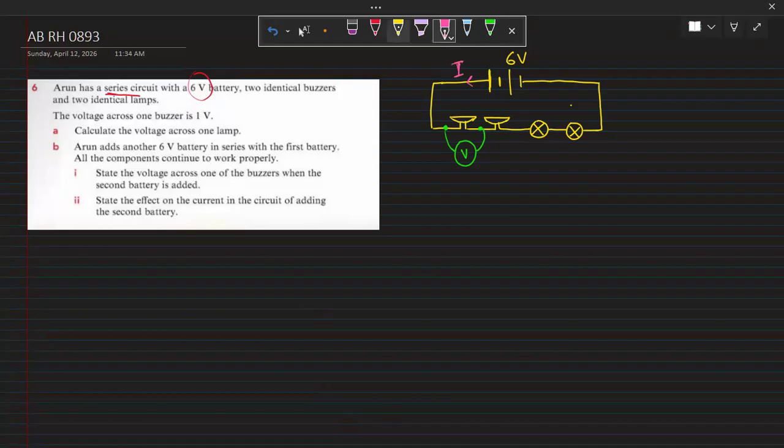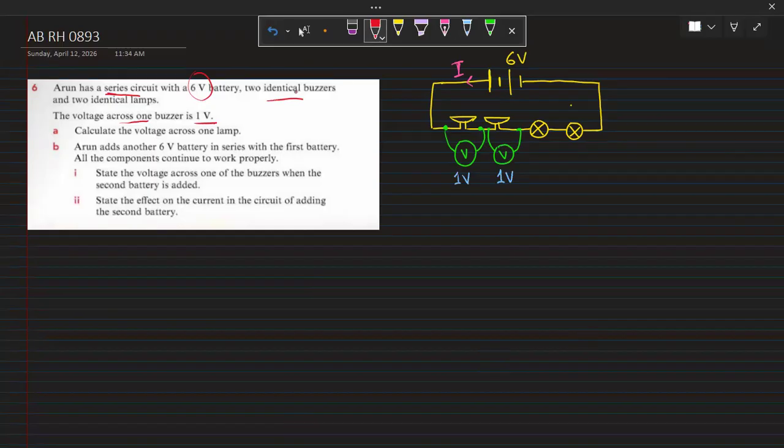Now what we know is the reading across one buzzer is 1 volt. So if I connect another voltmeter here, I will have 1 volt across it. Why? Because the information given in the question is that the voltage drop across one buzzer is 1 volt. So another buzzer, which is identical, has to have 1 volt across it.